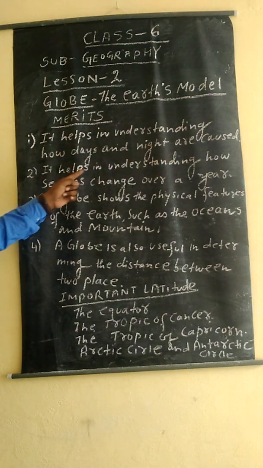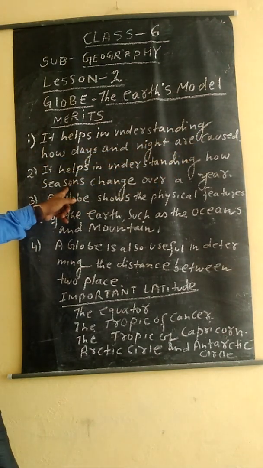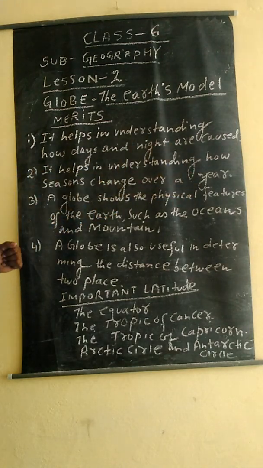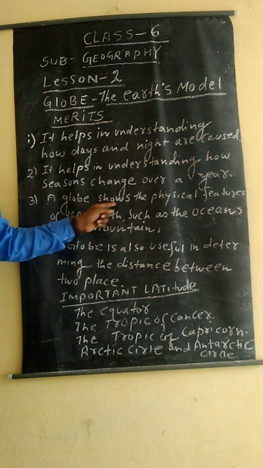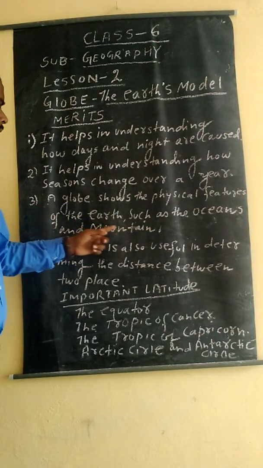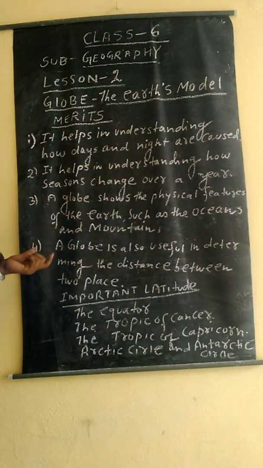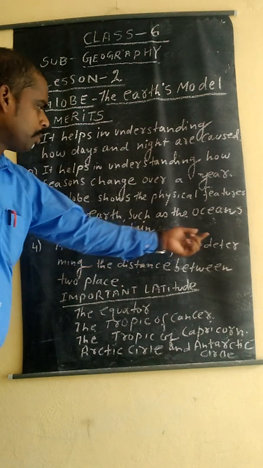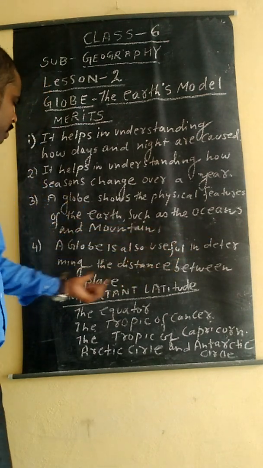Second one is it helps in understanding how seasons change over the years. Third one is a globe shows the physical features of the earth, such as the oceans and mountains, plains, etc. And fourth, a globe is also useful to determine the distance between two places.